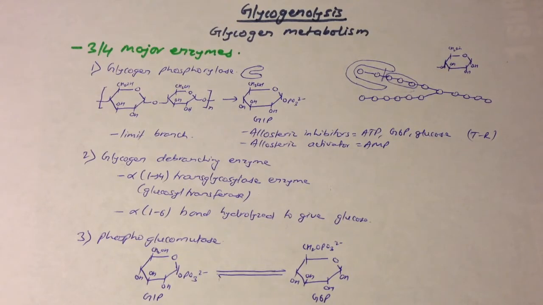There are 3 or 4 major enzymes that take part in glycogen metabolism or glycogenolysis, and I'm going to be talking about all 4 enzymes in this video. Now first, let's start with the structure of glycogen.